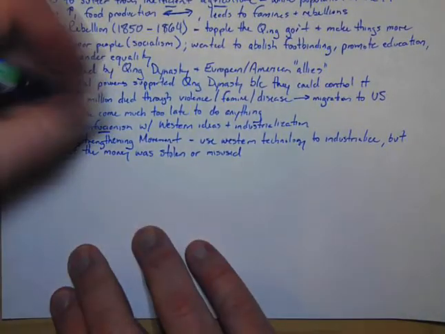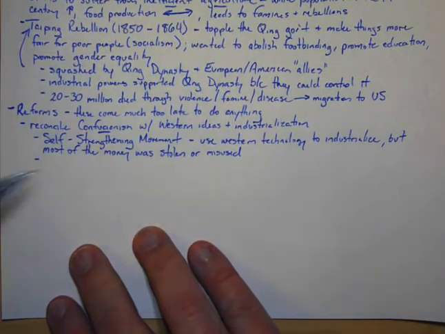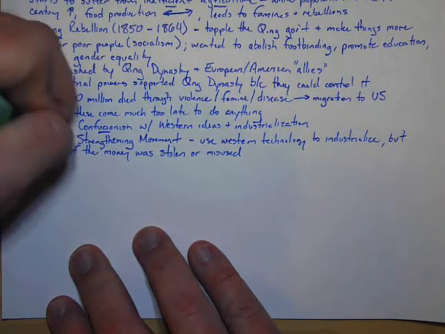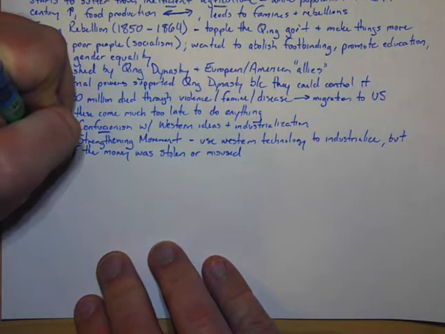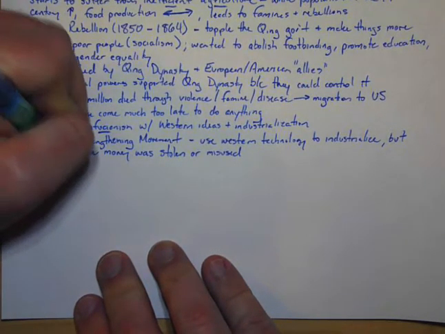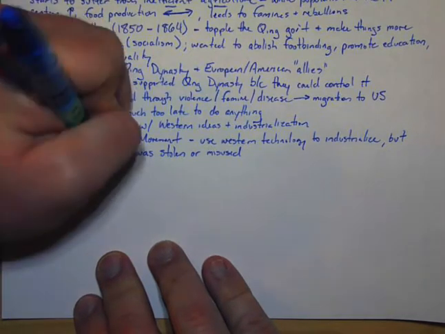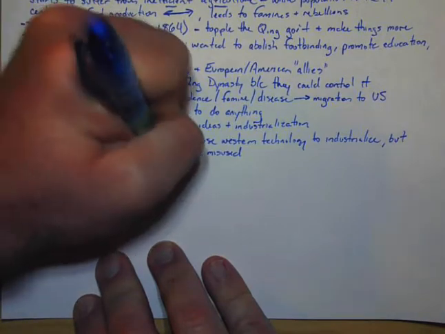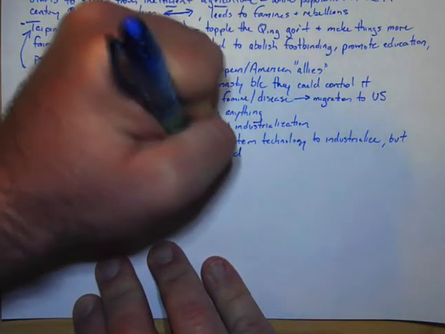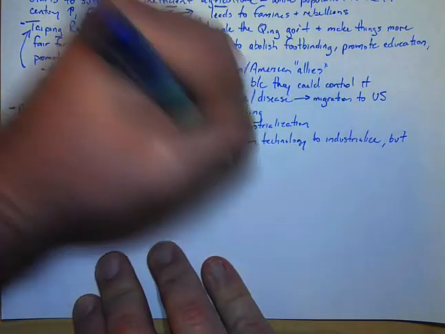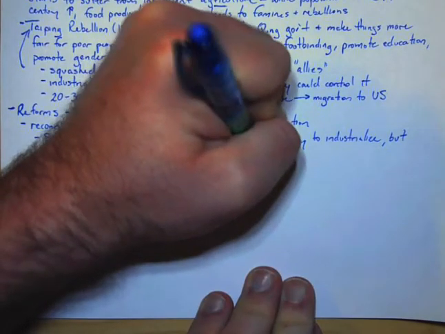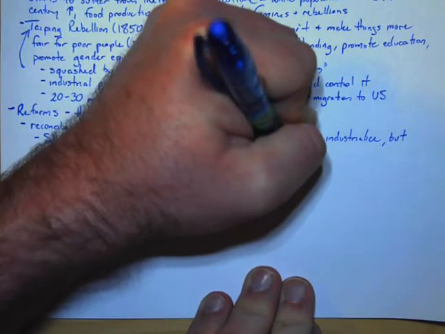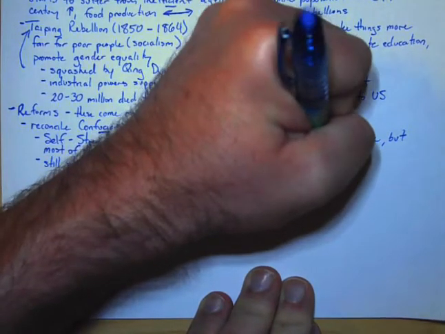The other problem with reconciling Confucianism with Western ideas is that there were still strong conservative voices in China that resisted change.